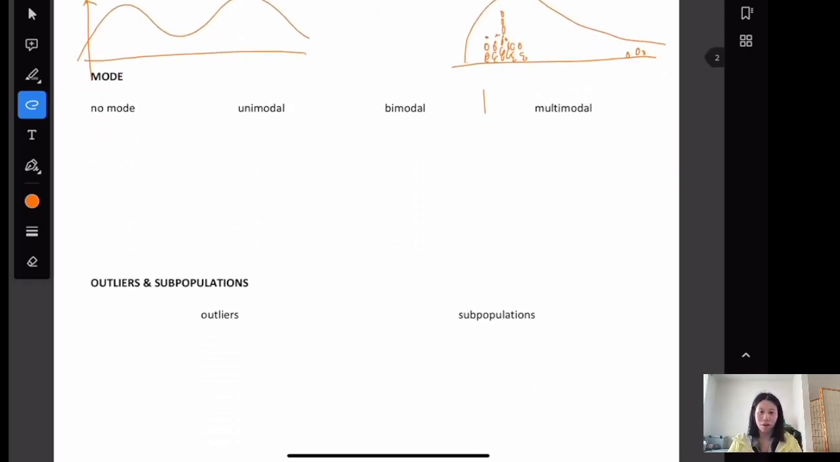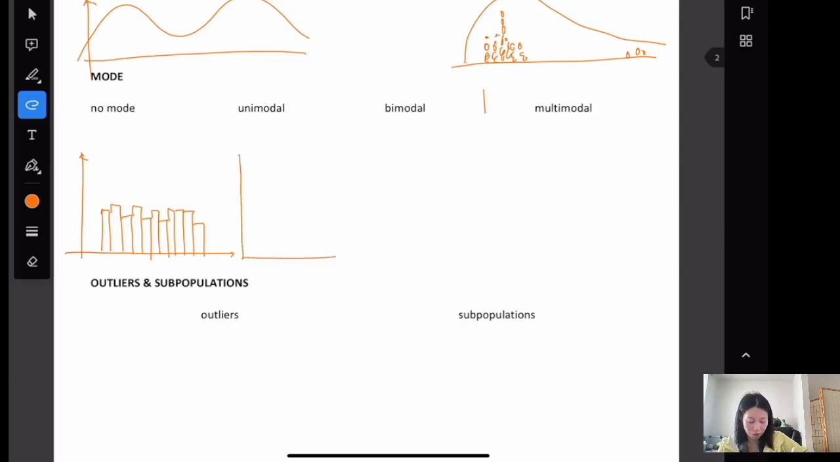Okay, so after the shape, we also have the mode. No mode means the data basically has no peak. You will see some data that looks this way. It fluctuates, but you don't see a very obvious mode. So this is no mode. Unimodal is when you see data with one peak, such as this one, where you see a very obvious peak here.